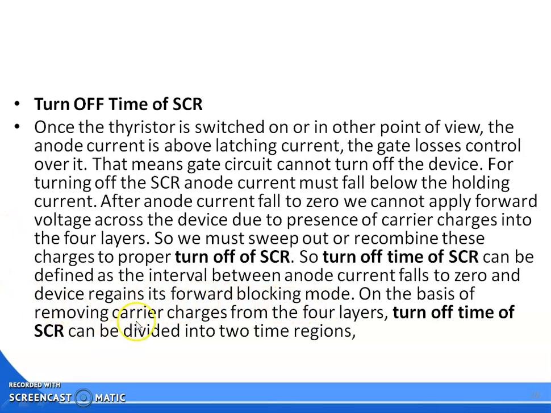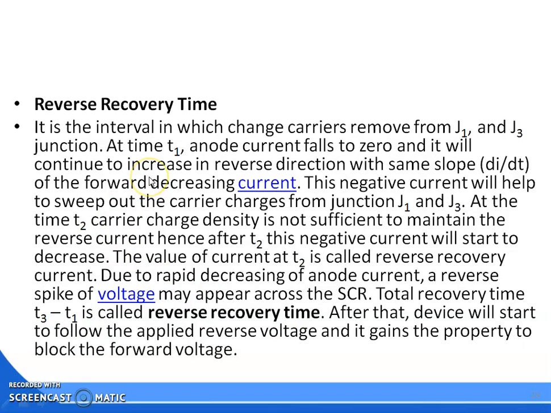On this basis, of removing the carrier charges from the 4 layers, the turn-off time of the SCR can be divided into 2 time regions. First is the reverse recovery time, that is trr, the interval in which the charge carriers are removed from the J1 and J3 junctions. At the time t1, the anode current falls to 0 and continues to increase in the reverse direction, with the same slope di/dt as the forward decreasing current. This negative current helps to sweep out the charge carriers from the junctions J1 and J3.